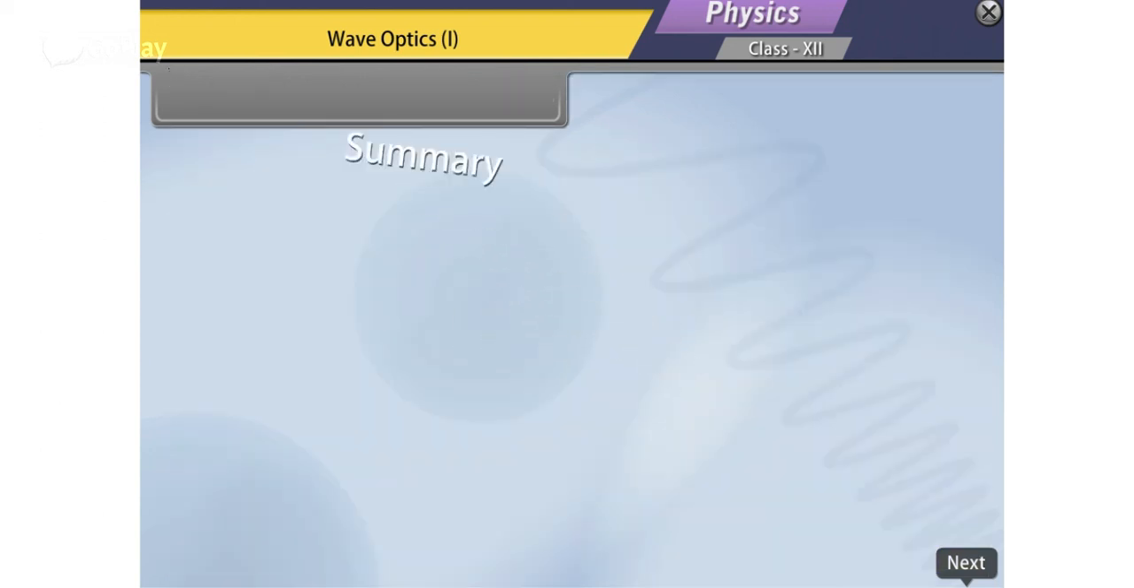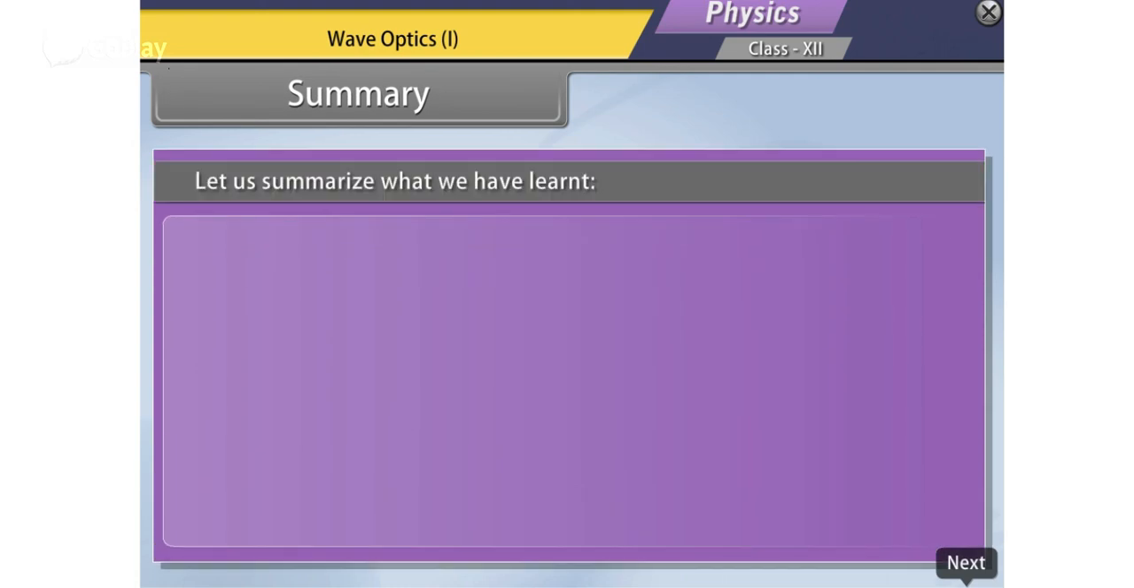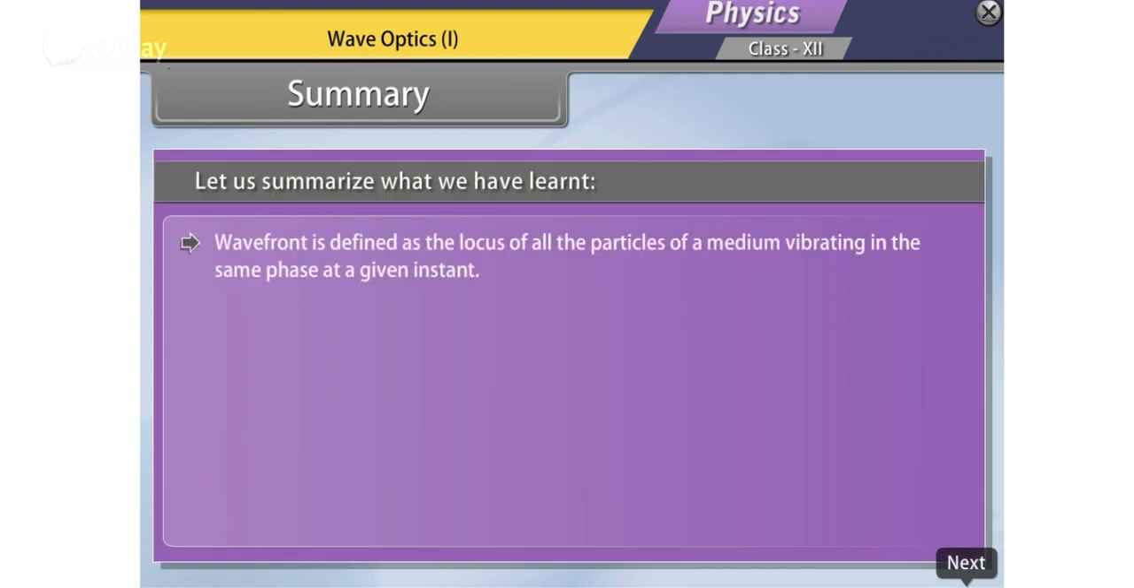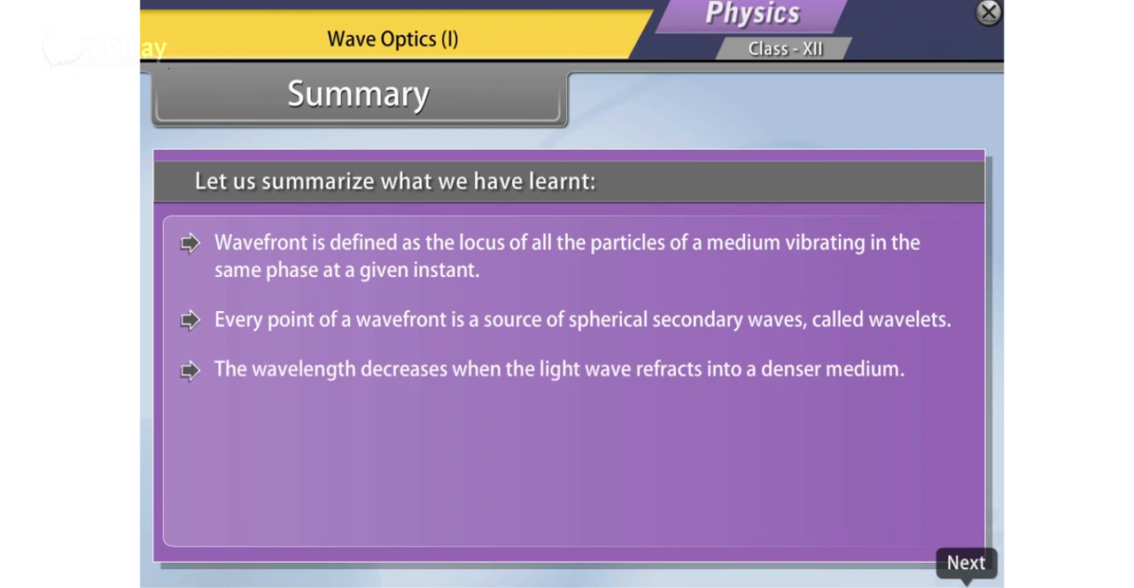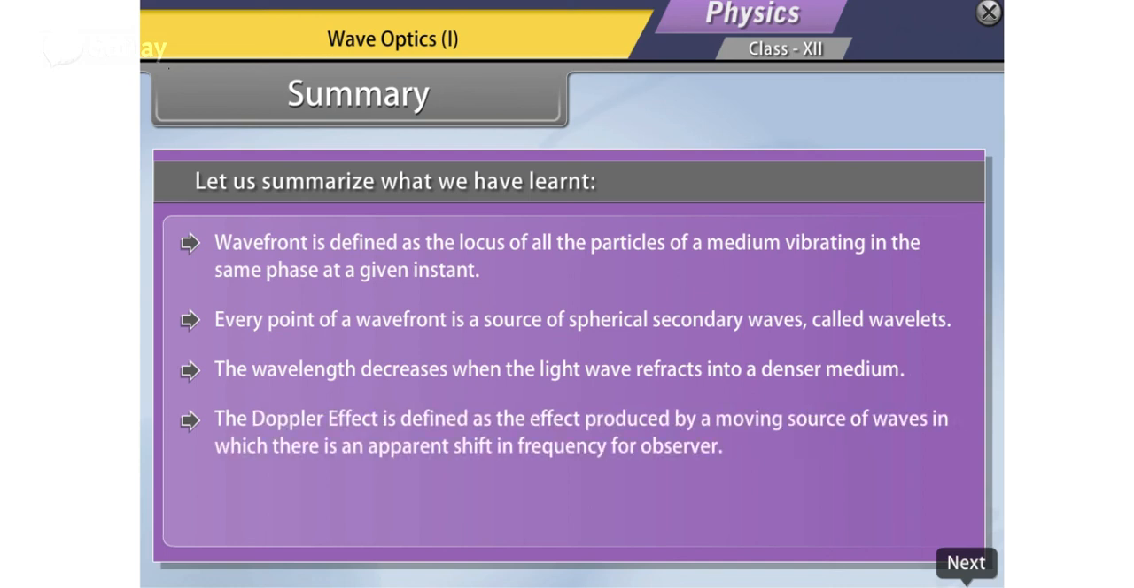Summary. Let us summarize what we have learned. Wavefront is defined as the locus of all the particles of a medium vibrating in the same phase at a given instant. Every point of a wavefront is a source of spherical secondary waves called wavelets. The wavelength decreases when the light wave refracts into a denser medium. The Doppler effect is defined as the effect produced by a moving source of waves in which there is an apparent shift in frequency for the observer.